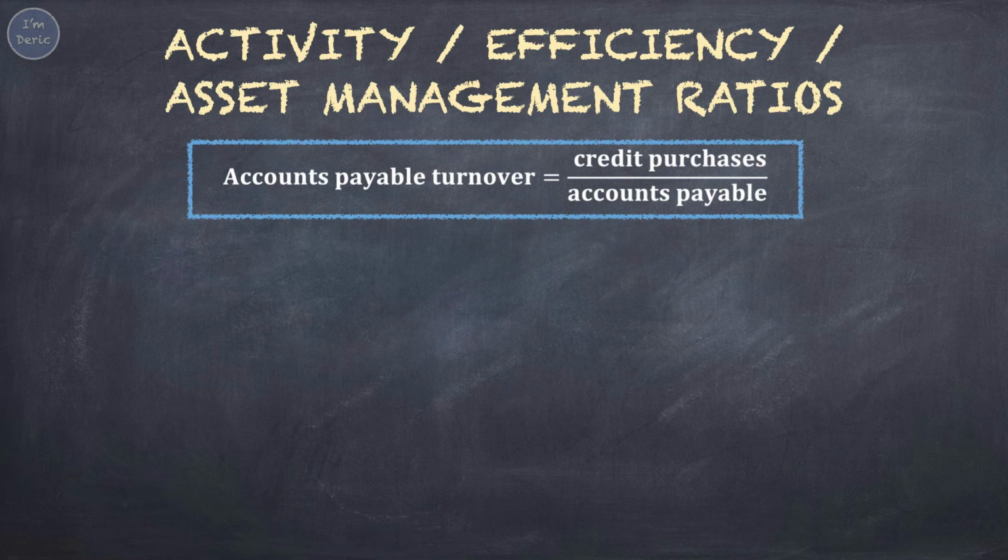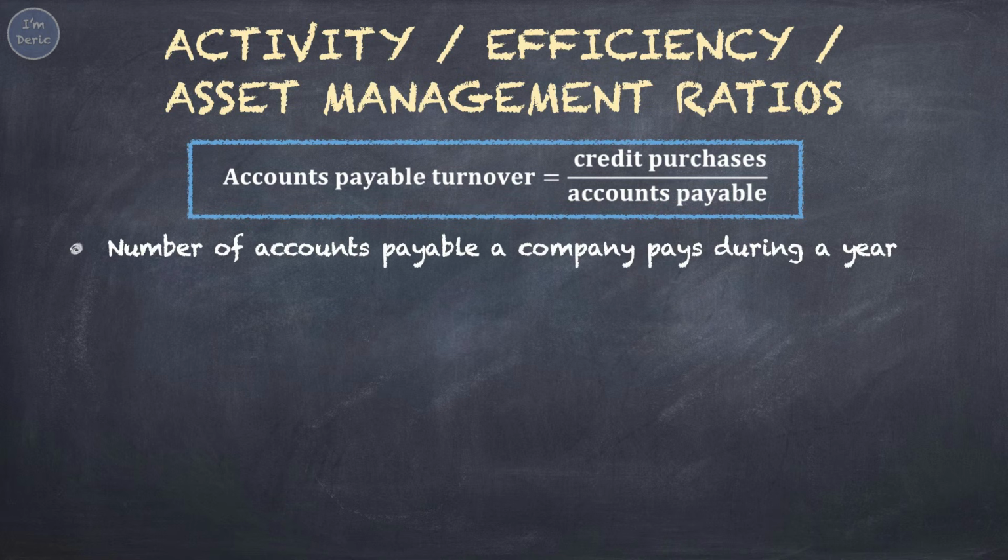Next, accounts payable turnover. It is calculated by taking credit purchases over accounts payable, in which accounts payable means the amount of money that the company has not paid back to the suppliers. Accounts payable turnover shows the number of accounts payable a company pays during a year. In other words, it shows how many times the company makes payment to the suppliers during a year. For accounts payable turnover, the higher the better. Higher accounts payable turnover helps the company build a good credit with the suppliers.